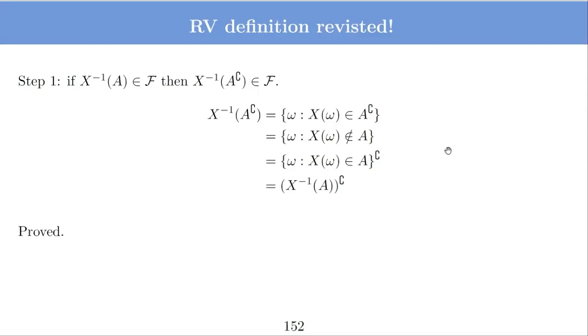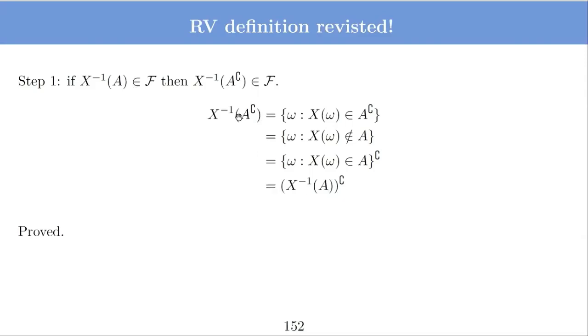So the first set is the set of all omega so that X of omega is not in A. And this set is the set of all omega so that X of omega is in A. So if you make a set where X of omega is in A and you take the complement of this, then you get all omega where X of omega is not in A. So these two sets are the same. Okay, and this middle set is nothing but the pre-image of A. So this is the pre-image of A complement. So X inverse of A complement is nothing but the complement of X inverse of A. Okay, now we have proved that X inverse of A is in F. So the complement of this set will also be in F because it is a sigma algebra. So that's why X inverse of A complement is also in the sigma algebra.